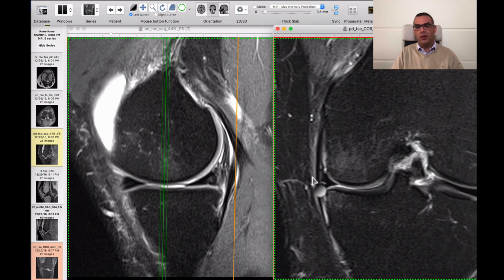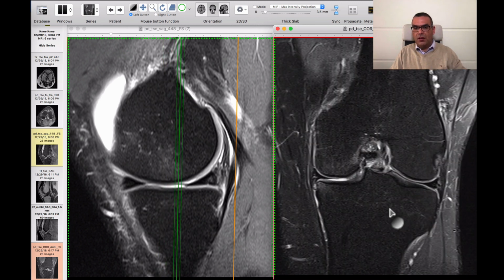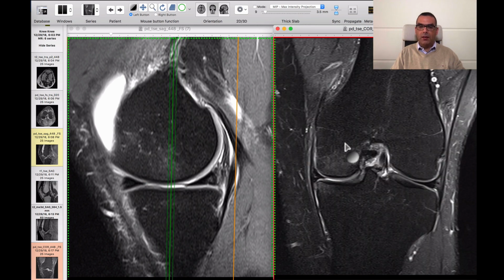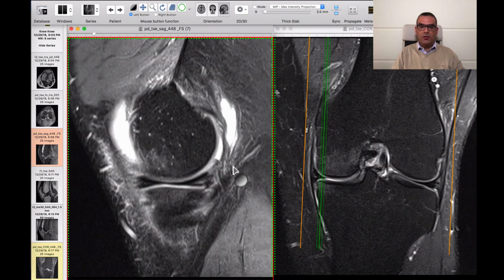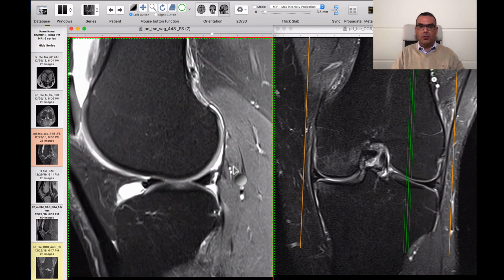You can notice thin fluid signal, superficial and deep to the MCL, but the fibers of the medial collateral ligament are intact. There is no interruption. So this is just a sprained MCL. And you can note here there is mild marrow edema at the medial femoral condyle. So you can see from the lateral side, the lateral femoral condyle looks good.